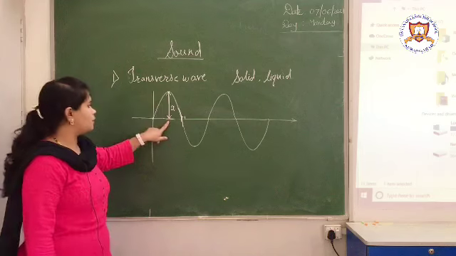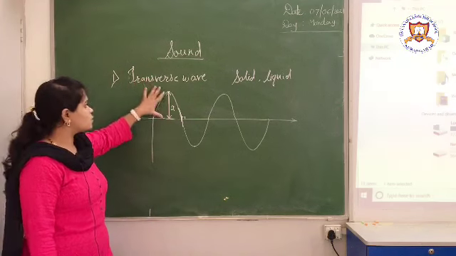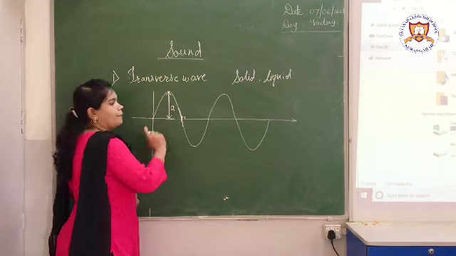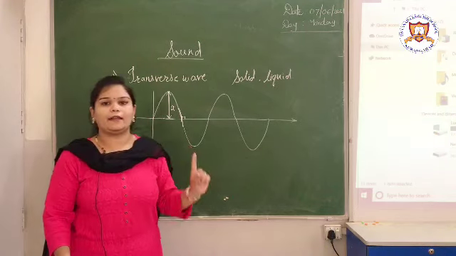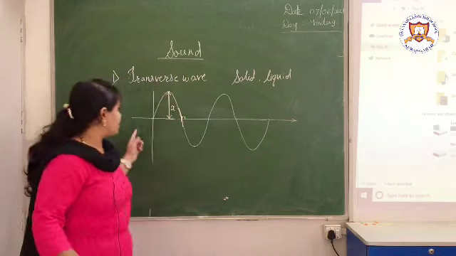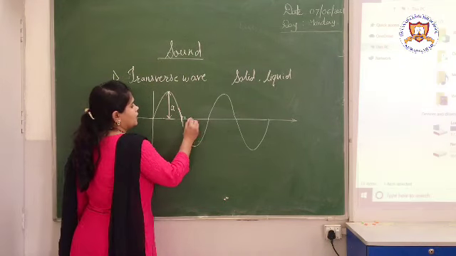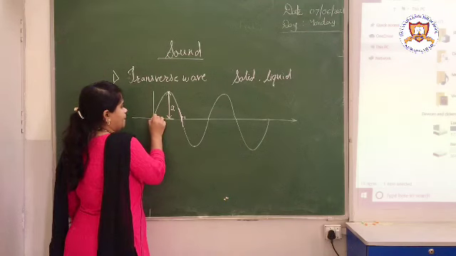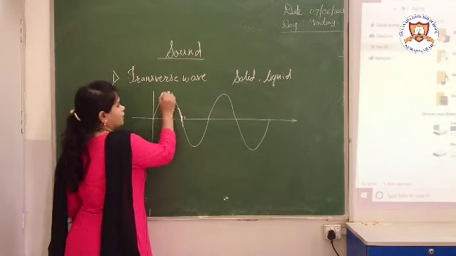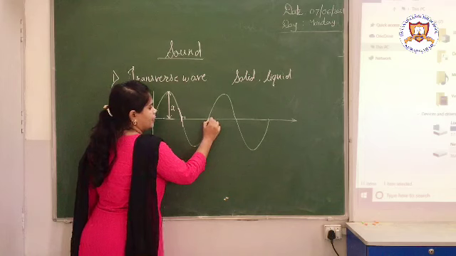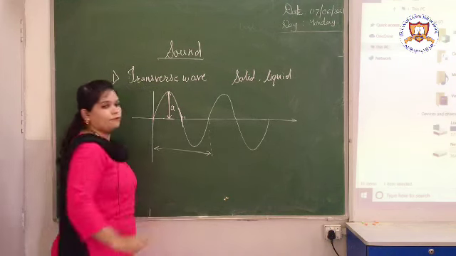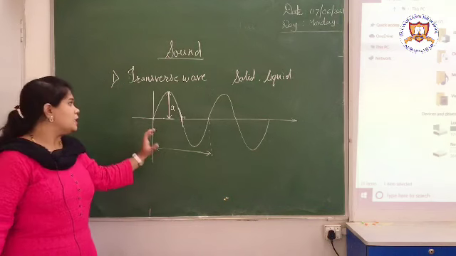From its mean position, the maximum displacement of that particular particle, we call the amplitude, and it is also a characteristic of this transverse wave. Second is the time period. Suppose one crest and one trough complete, then we can say this is the wavelength of this wave.